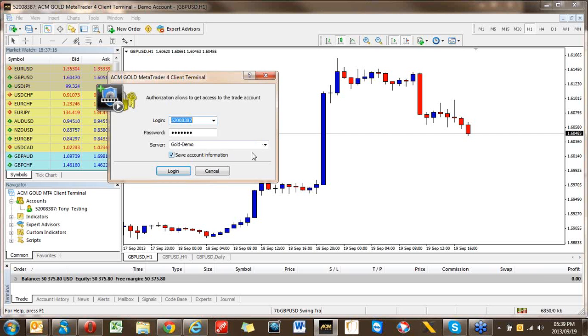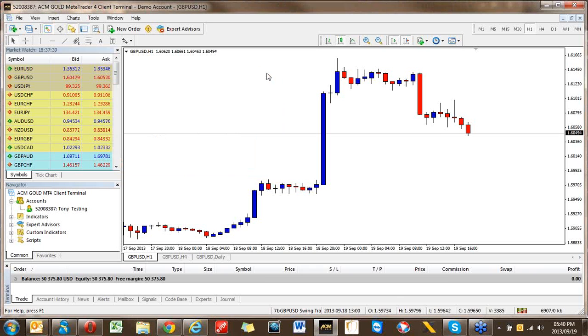Next, you need to select Gold Demo if you're activating your demo account, save the account information, or if you're going Gold Live, there we go. Put in your live details. So if you have a 520 number, that is your demo account. If you have a 529 number, that will be your live account. And that's it. Now we're up and ready. The platform is activated, and let's have a look at the first one.